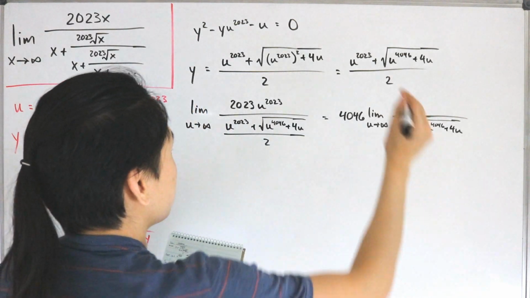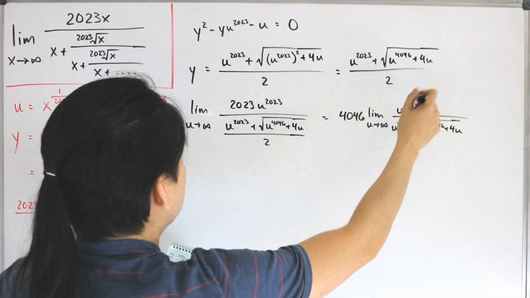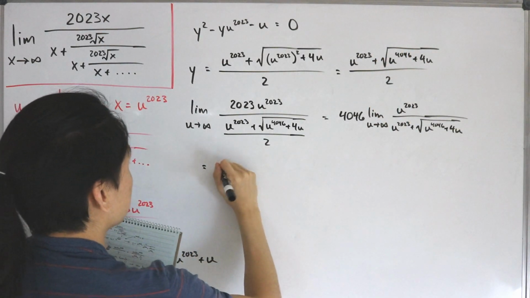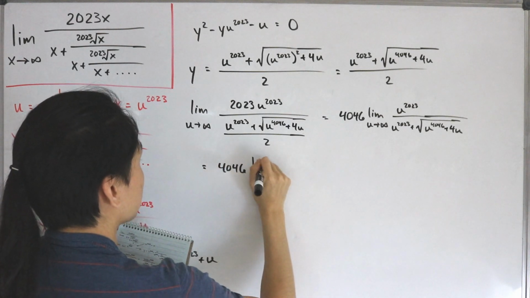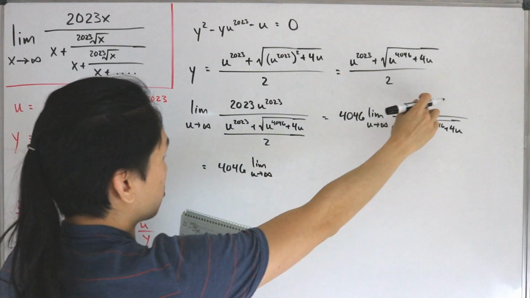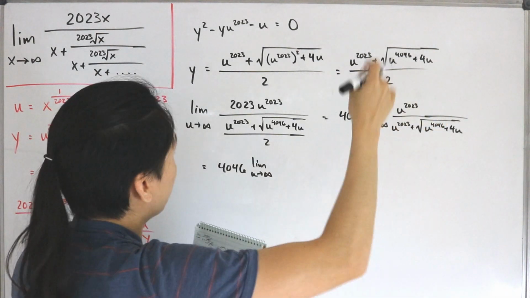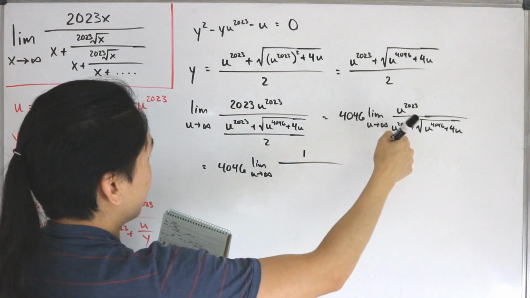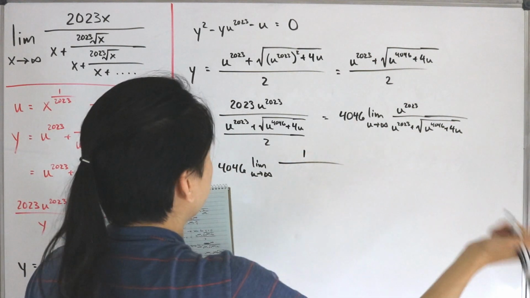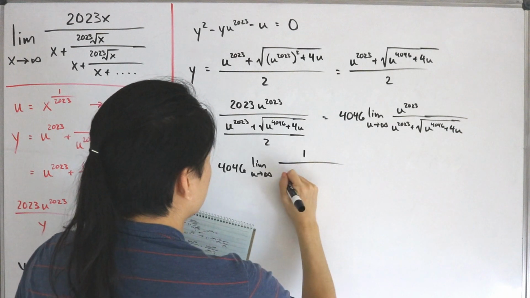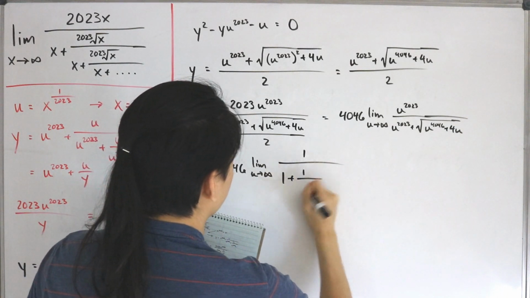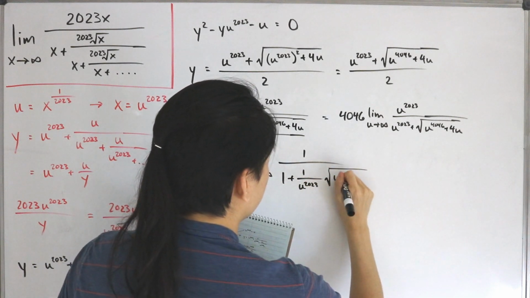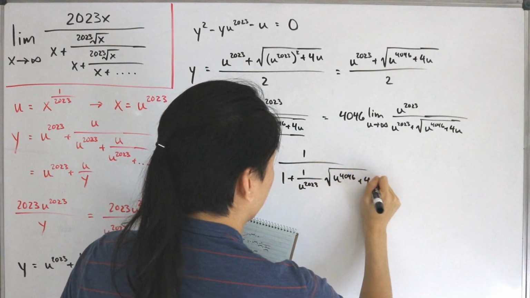What you can do is let's actually divide by u to the power 2023 to both the numerator and denominator. So let me first write this out. If I were to perform the division, of course u to the power 2023 divided by u to the power 2023 is just going to be 1. So if I divide the denominator over here by u to the power 2023, that'll just leave us with 1, and then add this with 1 divided by u to the power 2023, then multiply with the square root of u to the power 4046, then plus 4 times u.